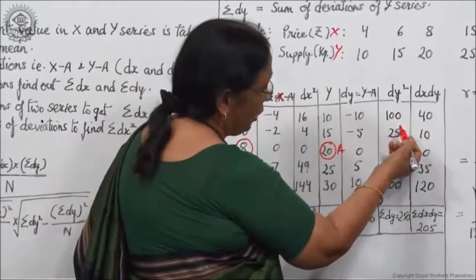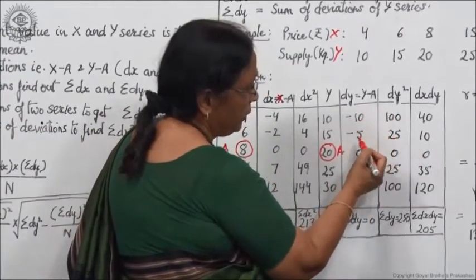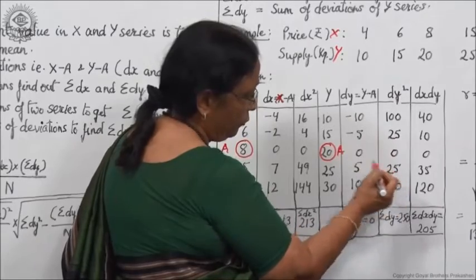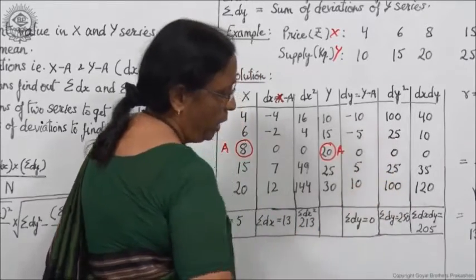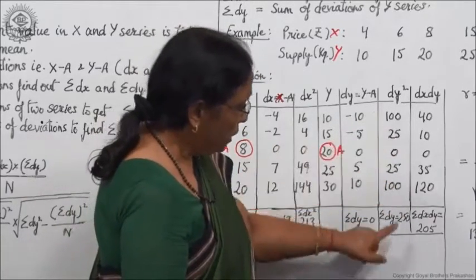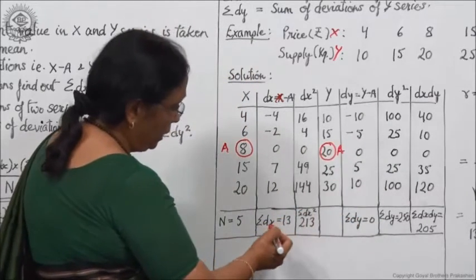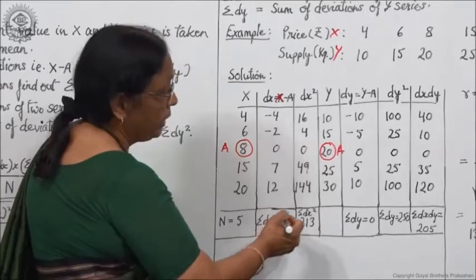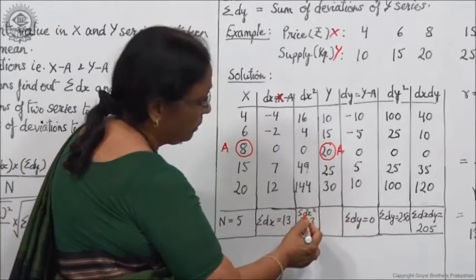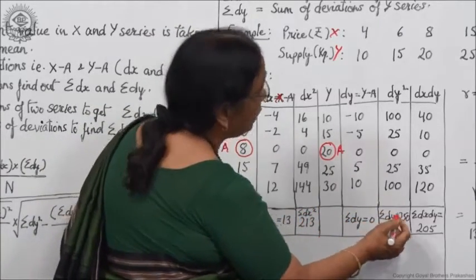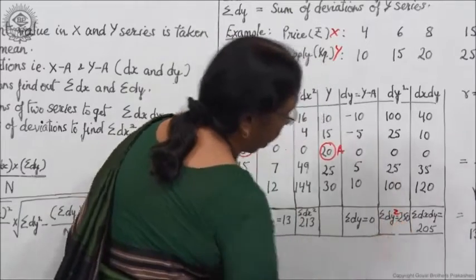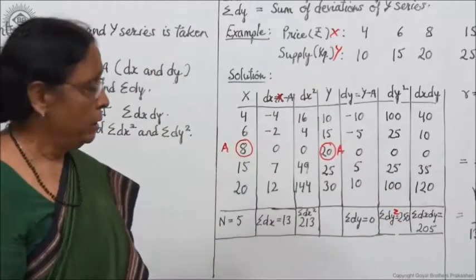Now make the square of it. 10 into 10 is 100, 5 into 5 is 25, 5 into 5 is 25, 10 into 10 is 100. The total of this is 250, right? So we have calculated sigma dx, sigma dy, sigma dx square and sigma dy square, right?